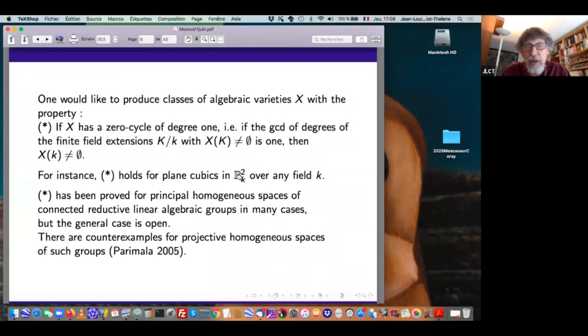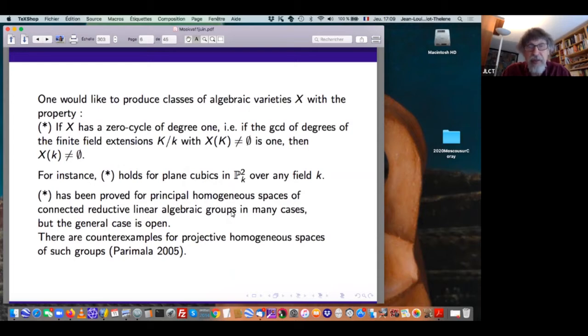holds, for instance, for plane cubics in P^2_k, arbitrary plane cubics in P^2 over any field k. And it has been the subject of a lot of investigation for principal homogeneous spaces of connected reductive linear algebraic groups.